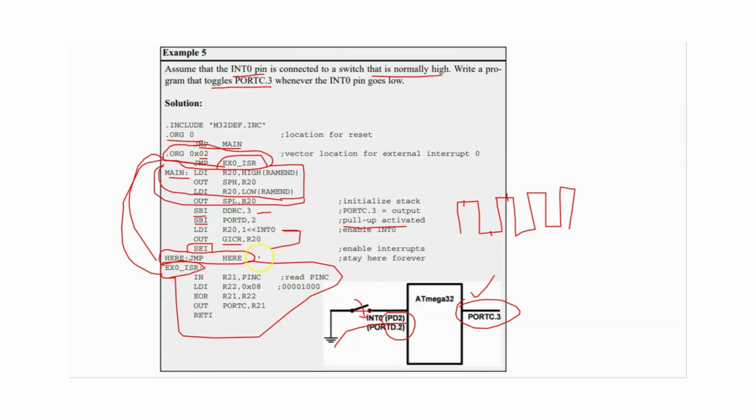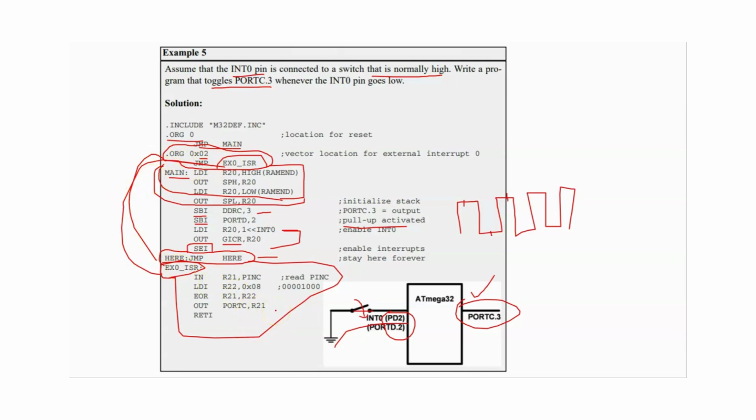After that our controller stays here, it jumps here and here. So here is again the same line, so it does nothing. Whenever this switch is pressed, from here it goes to location 2, and from that it is diverted to this label, and here it is the toggling code.